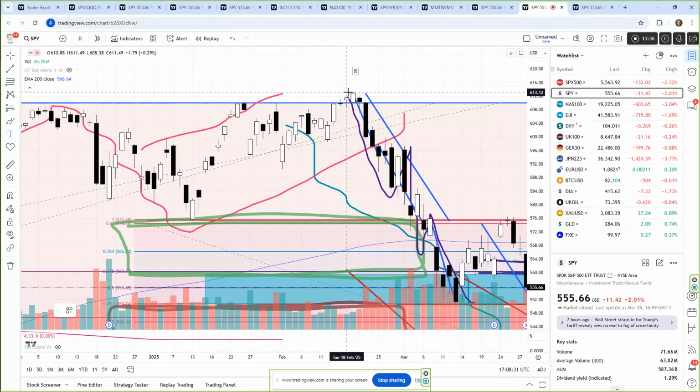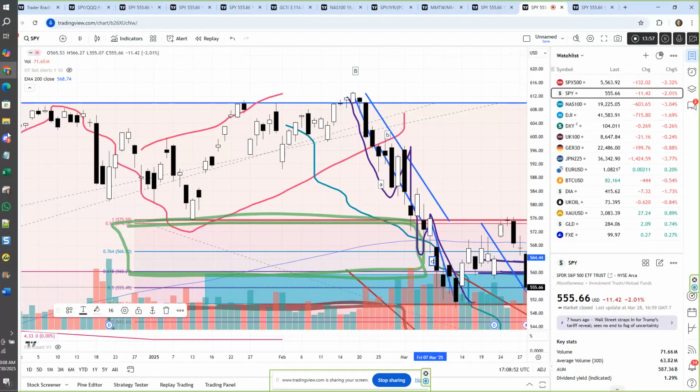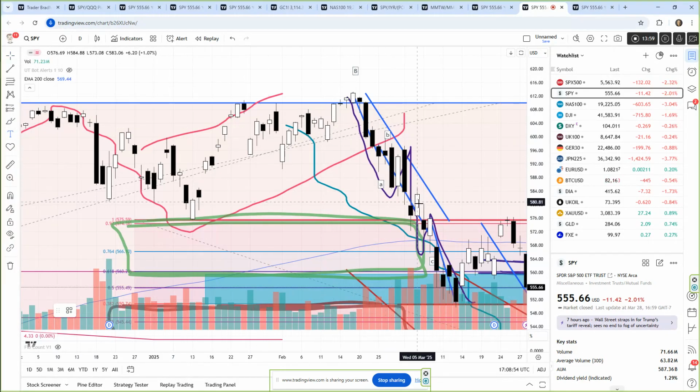So here we have our A move down to this low and a little B move up to here. Oops. And a little C move down to this low. And a little D move up to this high. And the E move down to this low.